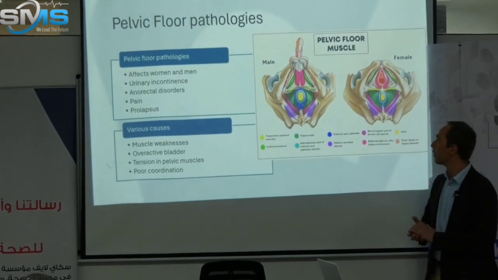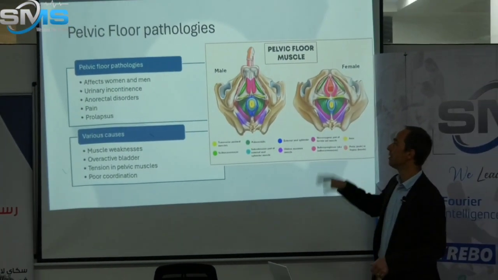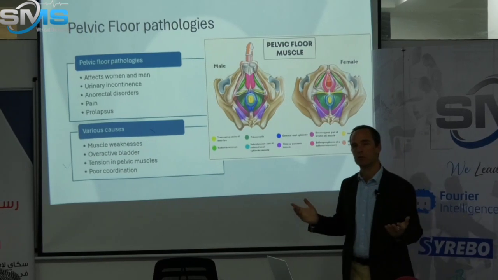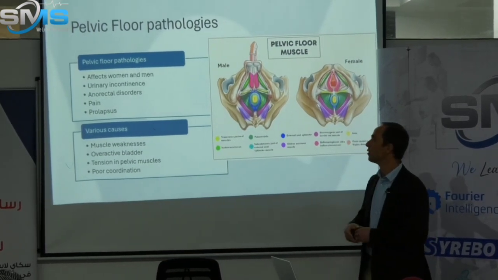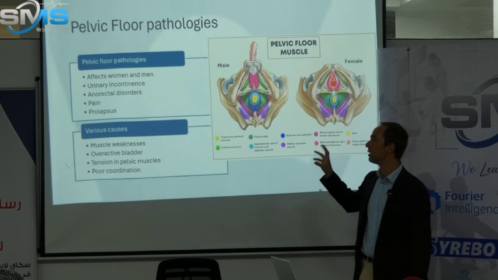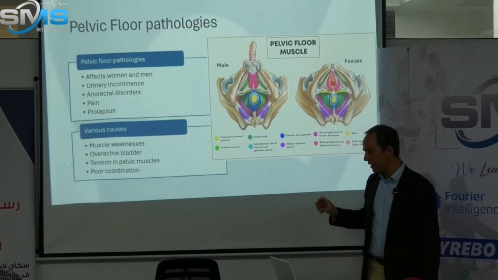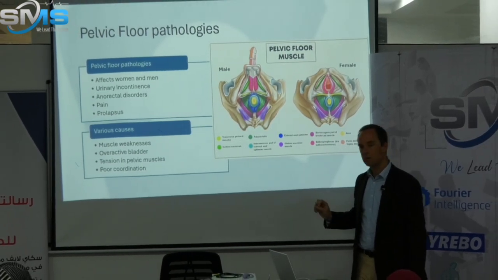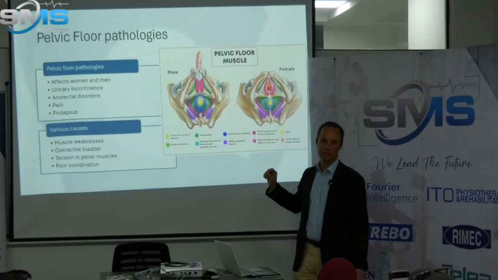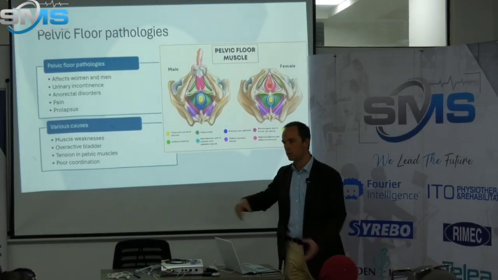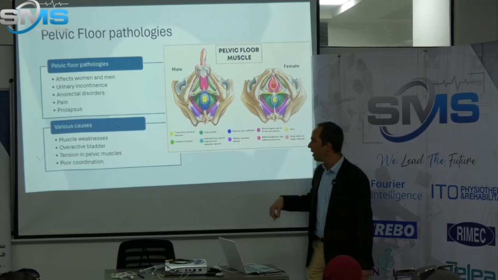So, reminder, there are many different pelvic floor pathologies. Of course, they affect women and men. And the main pathologies we see are urinary incontinence, anorectal disorders, pain, and prolapses. We'll mainly focus on urinary incontinence, but with this device, you could treat all of them.